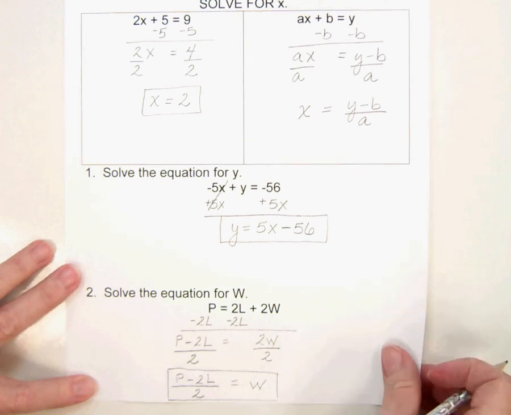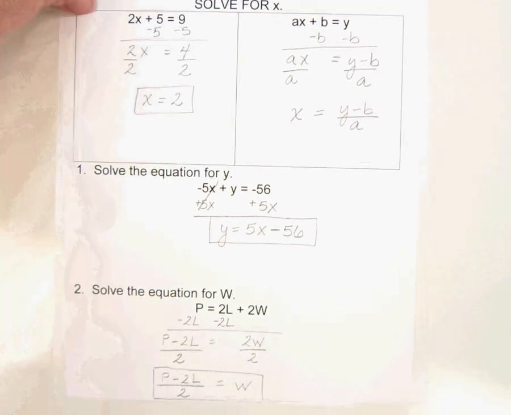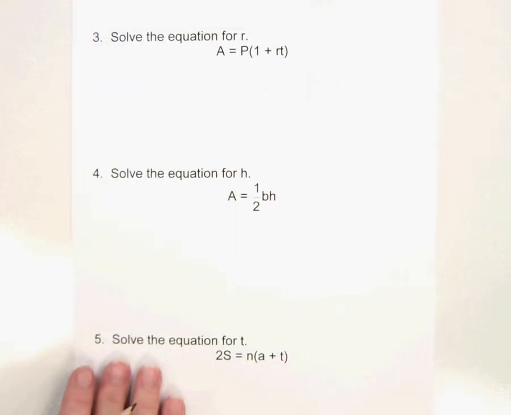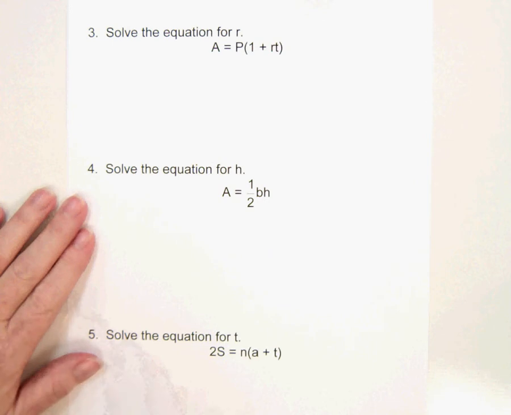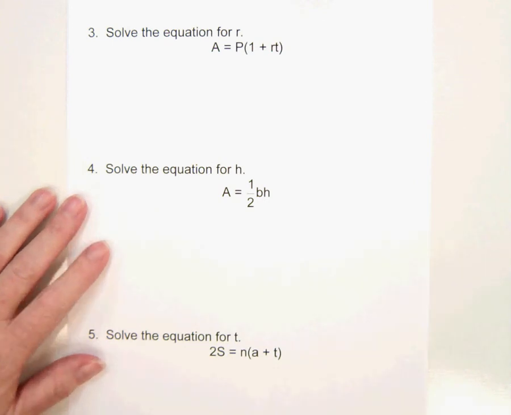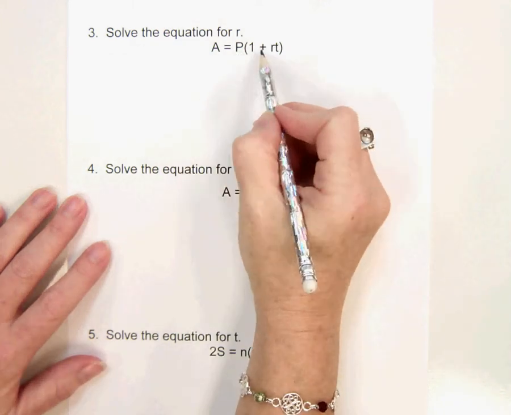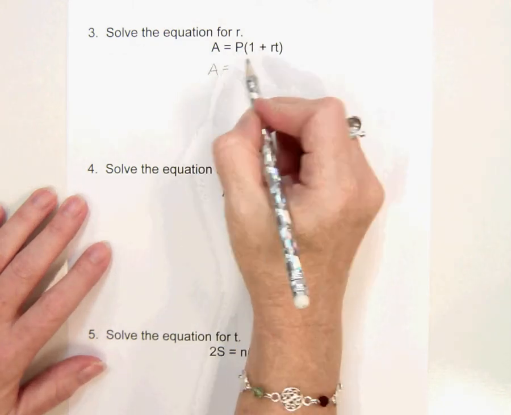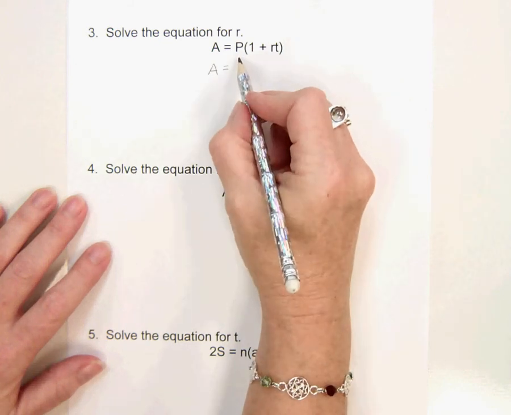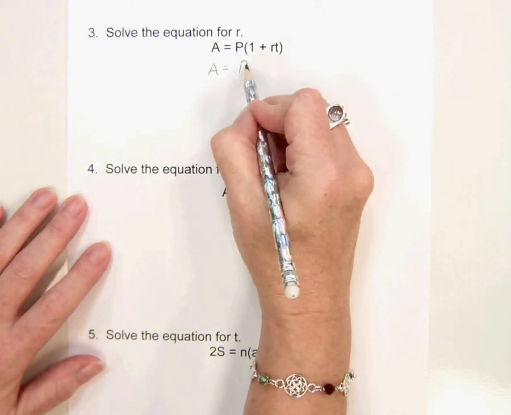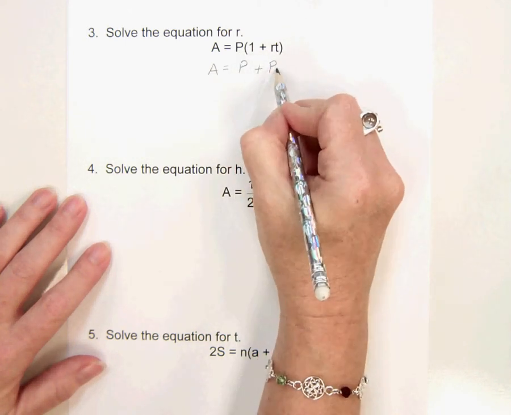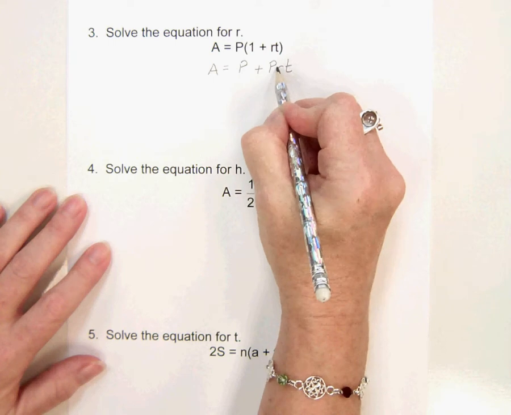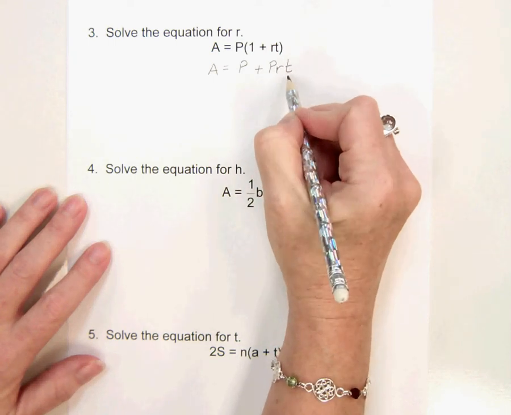Alright, let's try on the next page, number 3. On this one you notice a little difference. They want us to solve for R, but the R is inside a quantity where P will have to multiply. So we're going to have to get rid of the parentheses by using the distributive property. You're going to multiply P times 1, which is P, P times RT, which is just PRT. You're just going to show that you're multiplying those 3 letters, just sitting them next to each other.